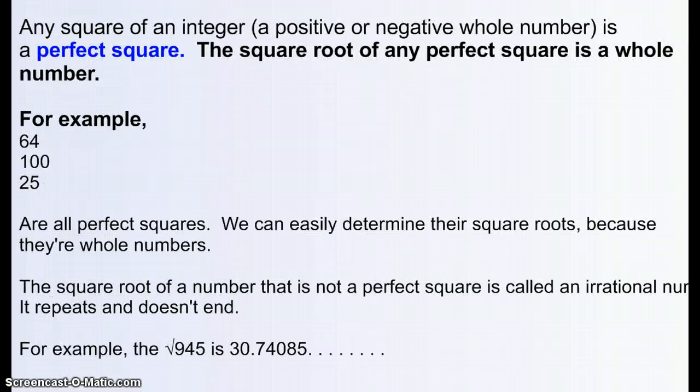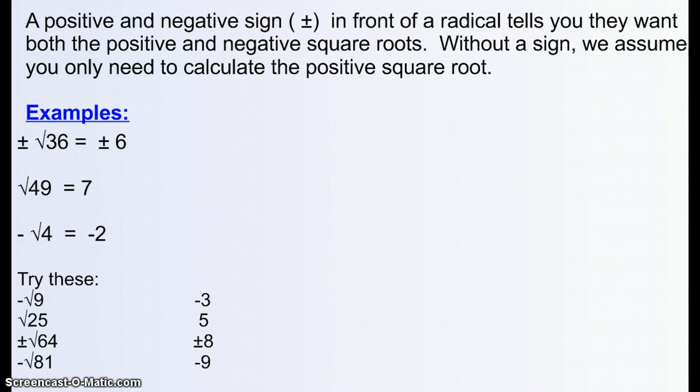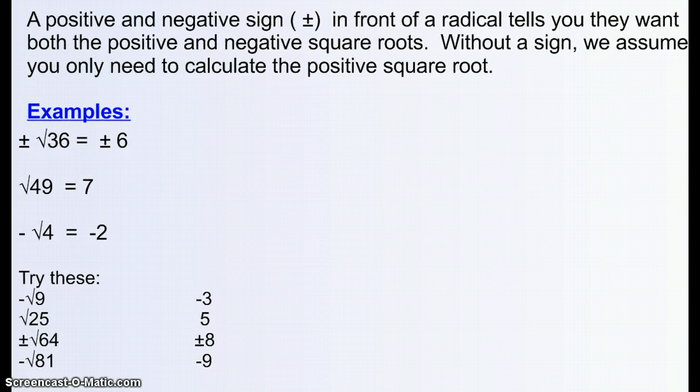When you have a positive or a negative sign in front of the radical, that tells you that we want to see both the positive and the negative square roots. But without the sign, we assume you only need to calculate the positive square root. So you're always looking for that positive negative sign to know if we're looking for two square roots. If you don't see that sign, we're going to assume we only want the positive square root. So in the examples, when we say plus or minus the square root of 36, well, the square root of 36 is 6. Then we put the plus or minus in front of the answer to know that both positive and negative 6 work for the answer here.